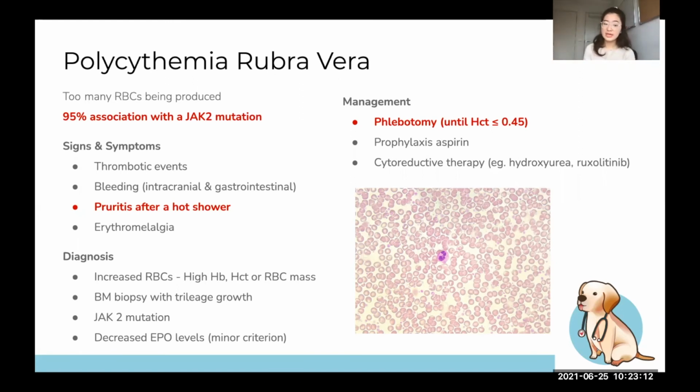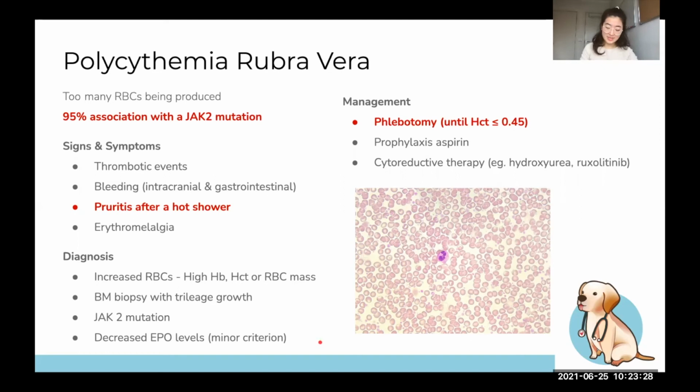In terms of how we diagnose it, there's your major criteria and your minor criteria. Major is these three: basically an increase in red blood cells, trilineage growth in your bone marrow, and also a JAK2 mutation. Minor criteria is decreased EPO levels.